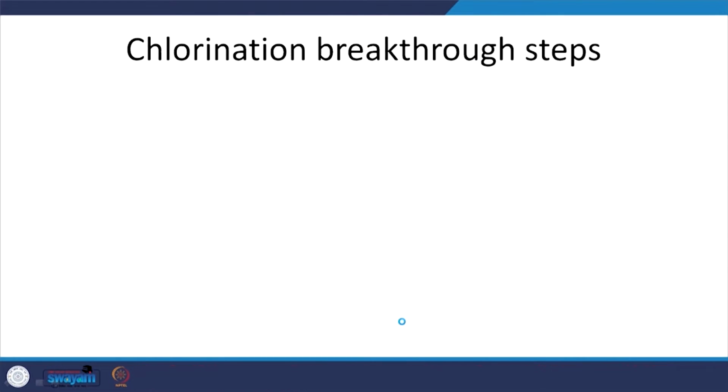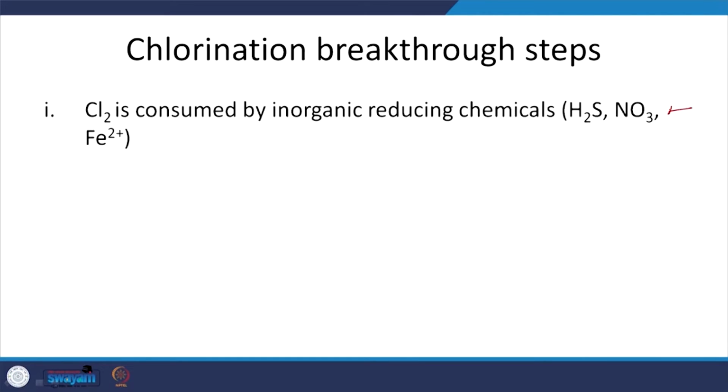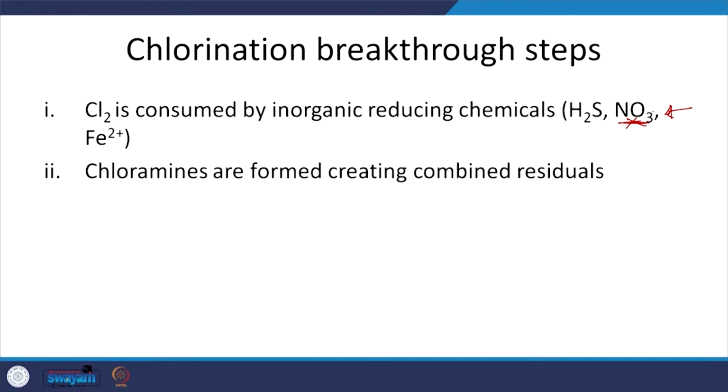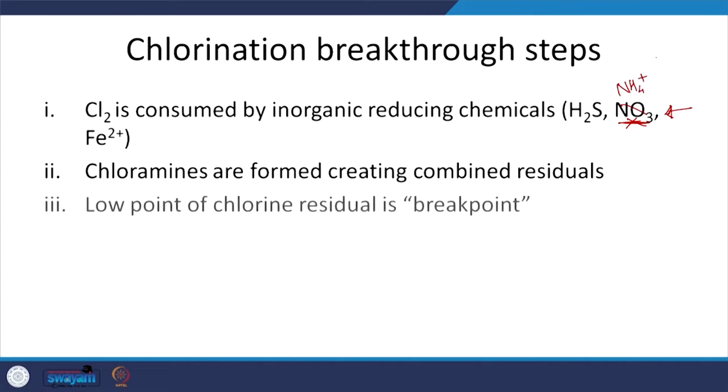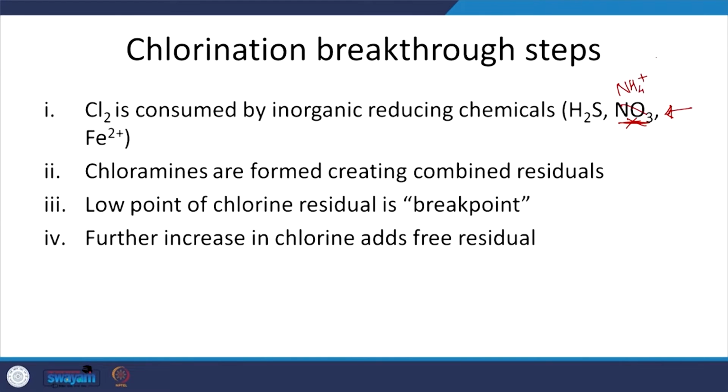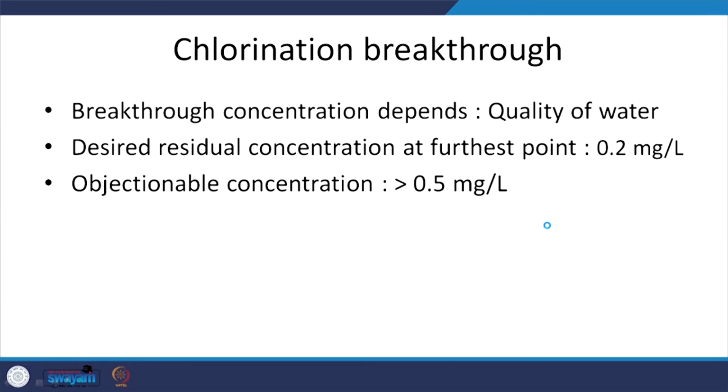So, the chlorination breakthrough steps, right. We mentioned this already: whatever reduced compounds are there, H2S and Fe2 plus, not nitrate, since nitrate is already an oxidized compound. Chloramines are formed, creating combined residuals, right. So, maybe NH4 plus is a better option. The low point is the break point, and after that whatever I add will stay as the free residual. That is something to keep in mind. So, depending on your relevant limits, you have to add that. So, chlorination breakthrough, we are done with that. What is the concentration that I have to add? Obviously it depends on the type of water sample. From one place to the other, it is going to vary.